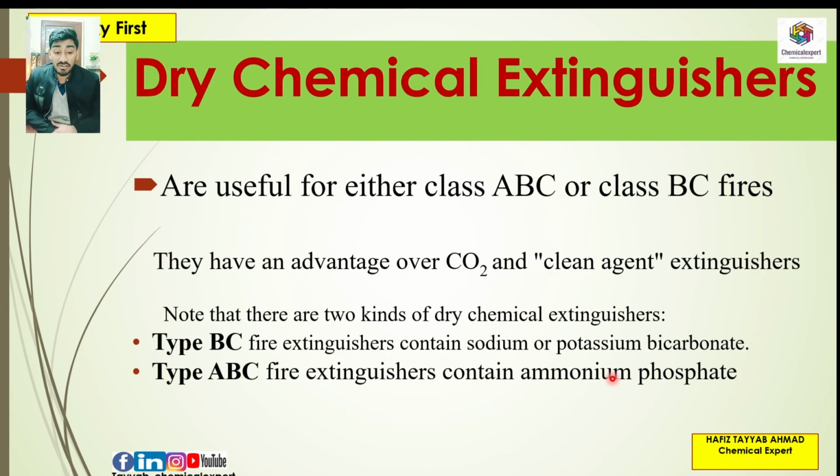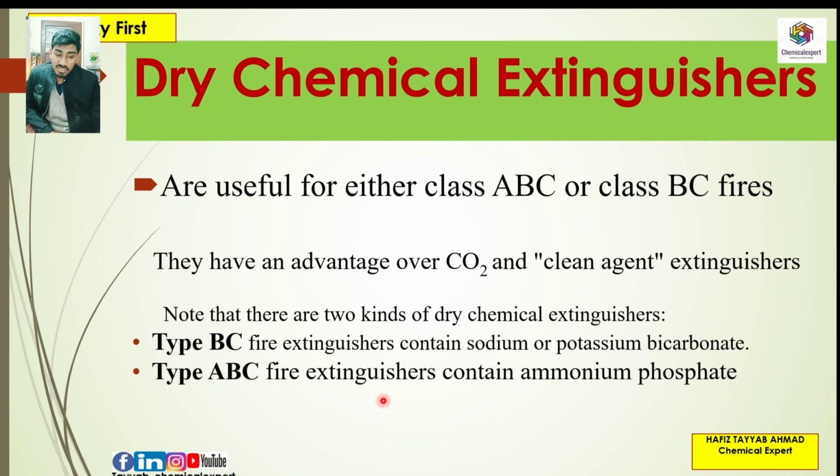And number three, dry chemical. Dry chemical is used for A, B and C. These are quite common fires, but there is something very important: there are two types of dry chemical, which we call DCP. Type BC is for B, liquid, and also electric fire. So we use sodium and potassium bicarbonate. These are the dry chemicals which we use in the dry chemical fire extinguisher.